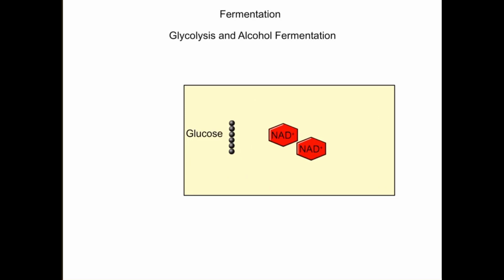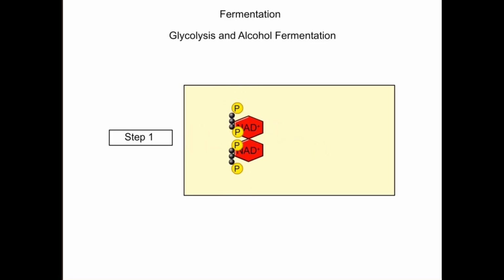Let's see the relationship between glycolysis and alcohol fermentation. Glycolysis produces NADH, ATP, and pyruvate, pyruvic acid. If oxygen is not present, NADH cannot be oxidized in the electron transport chain. Without fermentation, the cell would run out of NAD+, bringing glycolysis to a halt.